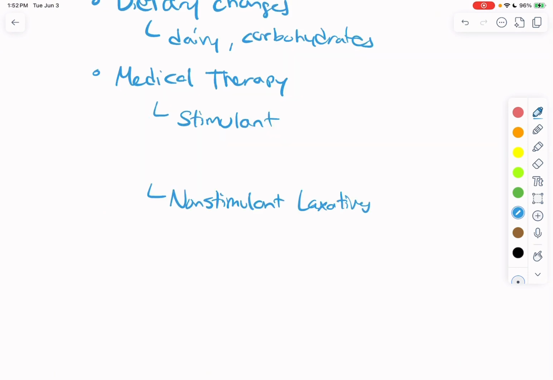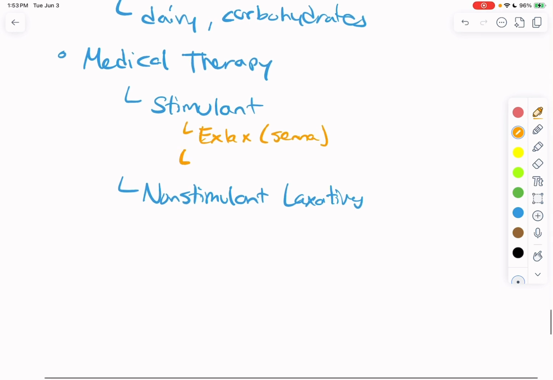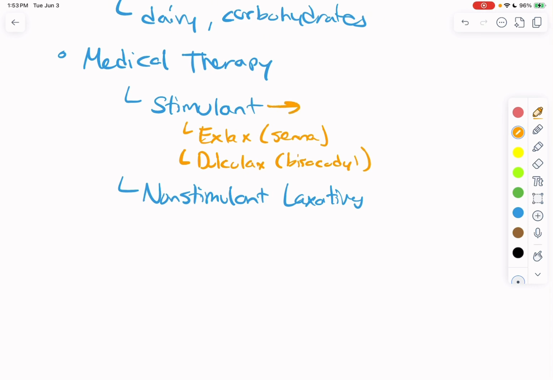So there are two different types of laxatives we like to try in kids. One of them are stimulant laxatives, things like Ex-Lax or Senna, as well as Dulcolax or Bisacodyl. These are stimulant laxatives that usually need to be used on a short-term basis, sort of on the weeks to a couple month basis, rather than prolonged usage of these stimulants because they can develop dependence.